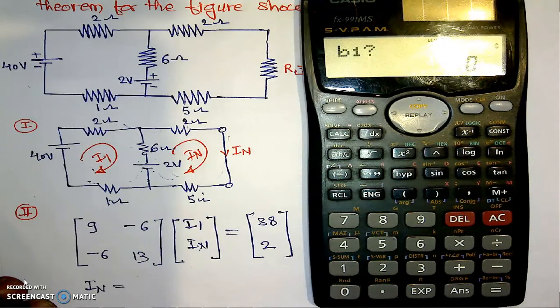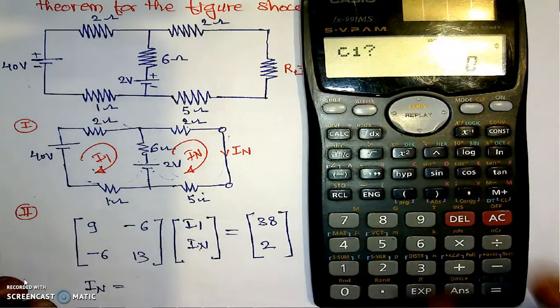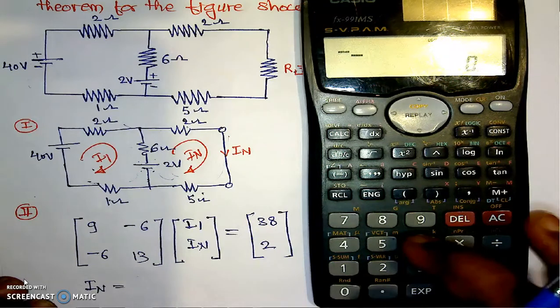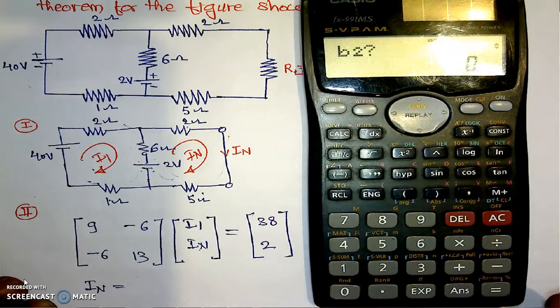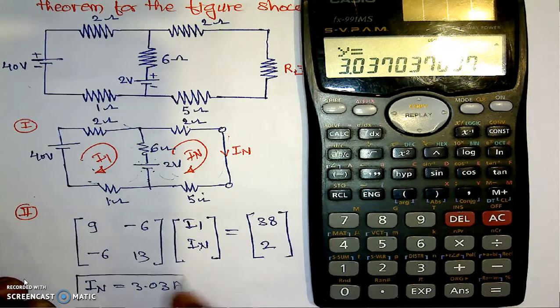Then the value of A2, which is minus 6, the value of C1 which is 38, then the value of A2 which is minus 6, then the value of B2 which is 30, and the value of the constant 2 which is 2. Here we will get the first value I1 as 6.24 and the second as 3.03. This IN is 3.03 amperes, which is nothing but the Norton's current in the short circuit.